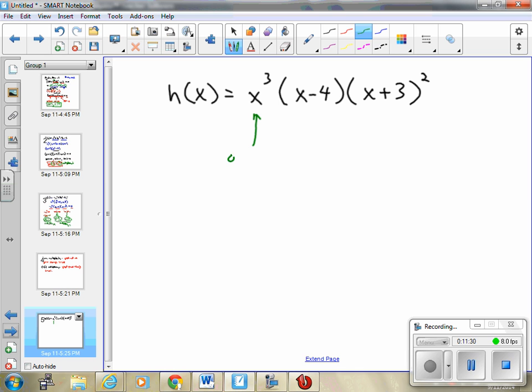Now this guy right here, x cubed, is going to be a multiplicity of 3, so that's going to be an odd multiplicity. This is only a single one. That's x equals 4, and that's only one root. That's a multiplicity of 1, and 1 is an odd number. However, this last guy over here, x plus 3 squared, is going to produce two of the same zeros, x equals negative 3 and x equals negative 3. If you wrote it out, we would see that. So we would think of this as our even one.